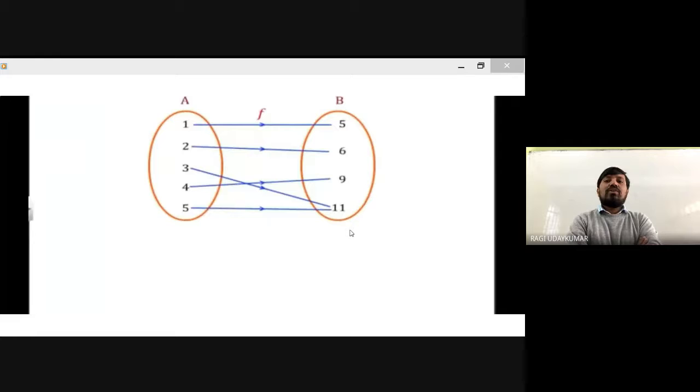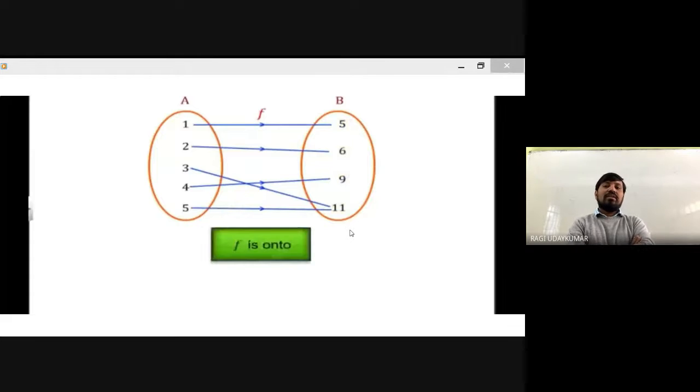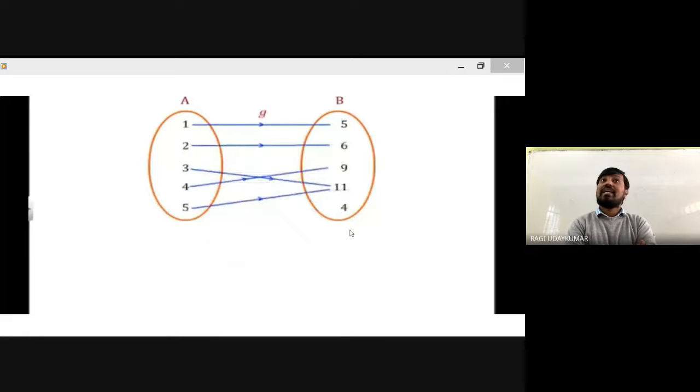Okay. So now you see this function, whether it is an onto function here. 5, 6, 9, 11 are there? Yes, it is an onto function. f is an onto function. Okay. So this one, no, it is not onto because 4 is not having any pre-image.